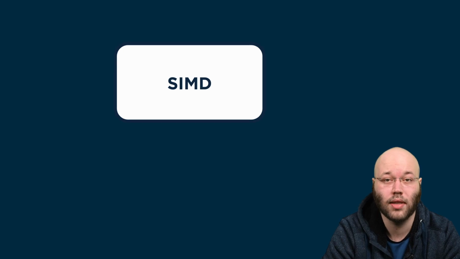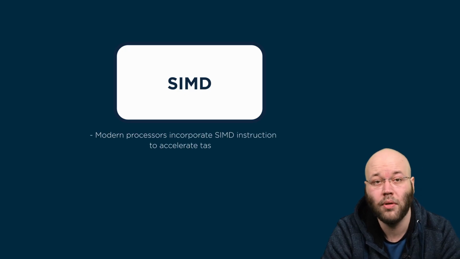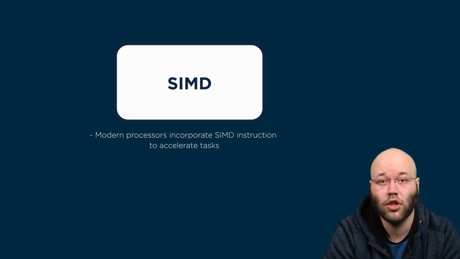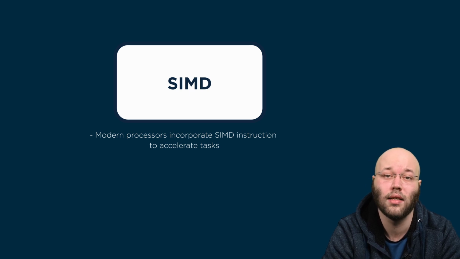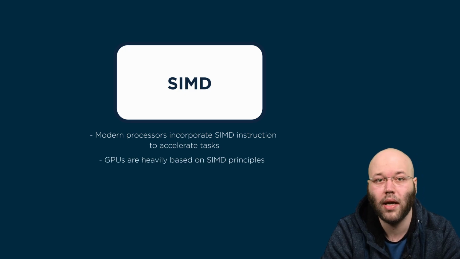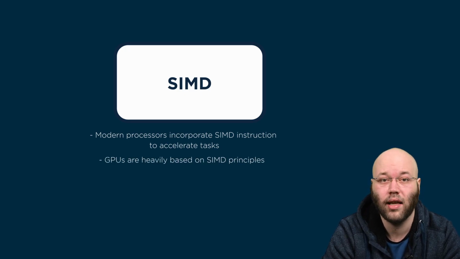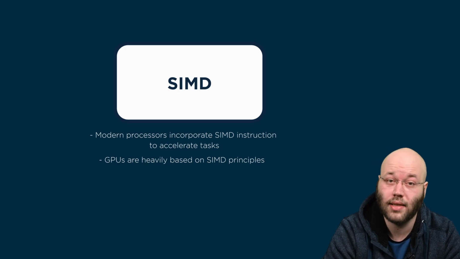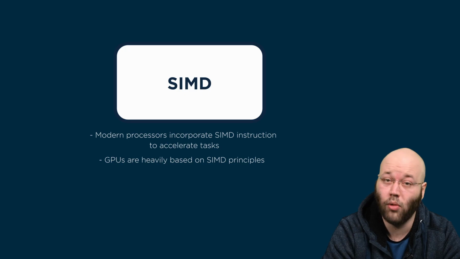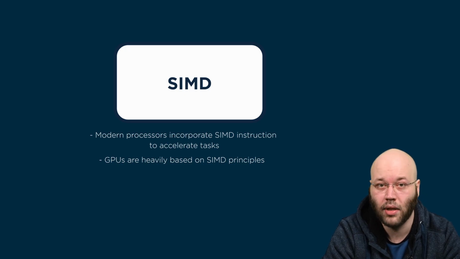Modern processors incorporate SIMD instructions to accelerate tasks such as graphics processing, machine learning, and scientific simulations. Most modern CPUs possess dedicated hardware to support vector operations with SIMD instruction sets, like AVX and SSE. GPUs are heavily based on SIMD principles and take it to the extreme, executing the same operation across thousands of data points in parallel. However, SIMD has its limitations.